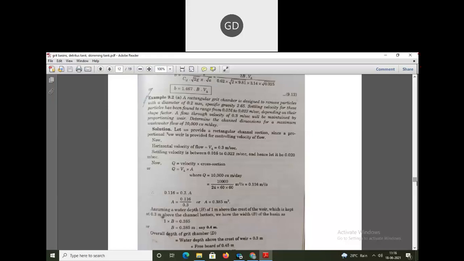Here they are talking about a rectangular channel, and they are providing a proportional weir for controlling what? For controlling the velocity of the flow. Just now we have learned the proportional flow weir is provided to maintain the velocity of the flow. So what is the first thing given? What is the horizontal velocity that is given here? You see the question. It is 0.3 meter per second. So they have written the value: horizontal velocity of flow is 0.3 meter per second.